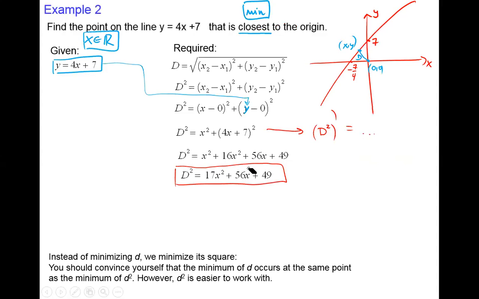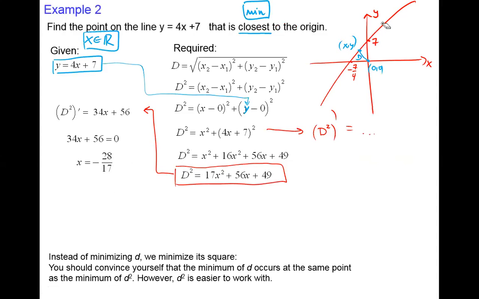Okay, now we need the derivative. Derivative of the function is simply 17 times 2x, 34x, plus 56. And for the critical numbers, this must be 0. Subtracting 56 and dividing by 34, and dividing by 2 each number, we have negative 28 over 17. Okay, not a friendly number, but that's how it is.